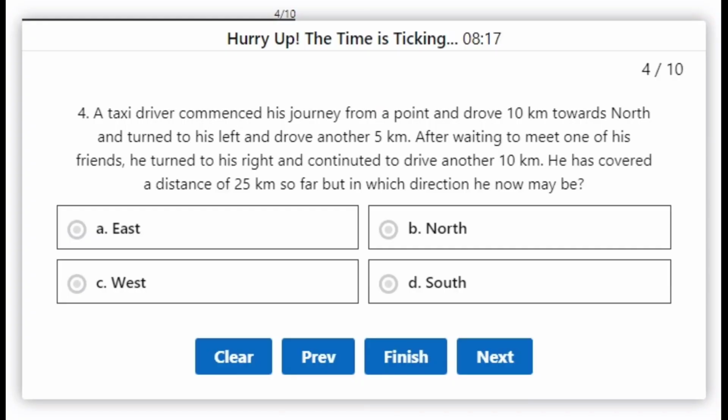Our question number 4 is, a taxi driver commenced his journey from a point and drove 10 km north and turned to his left and drove another 5 kilometers. After waiting to meet one of his friends, he turned to his right and drove 10 kilometers. He has covered a distance of 25 kilometers so far, but in which direction he now may be? And the options are option A east, B north, C west, and D south.